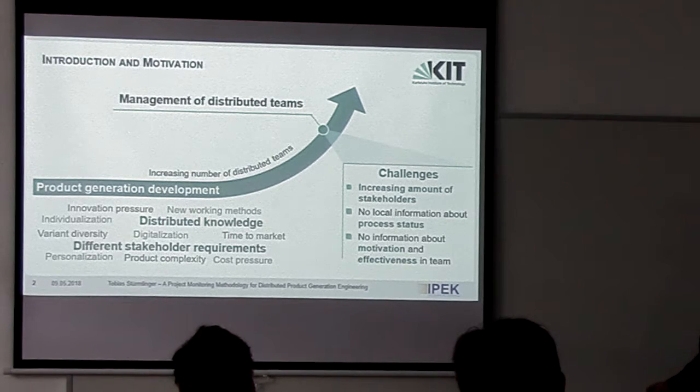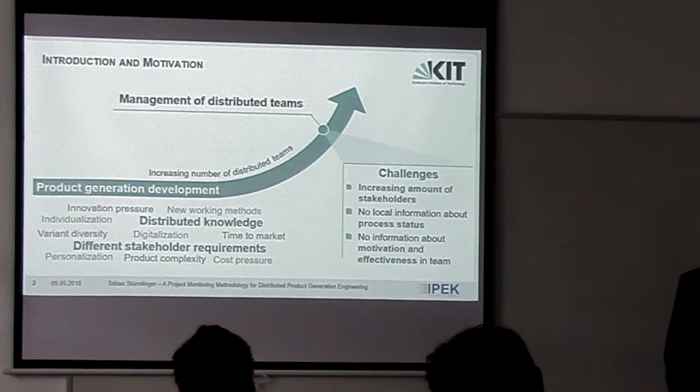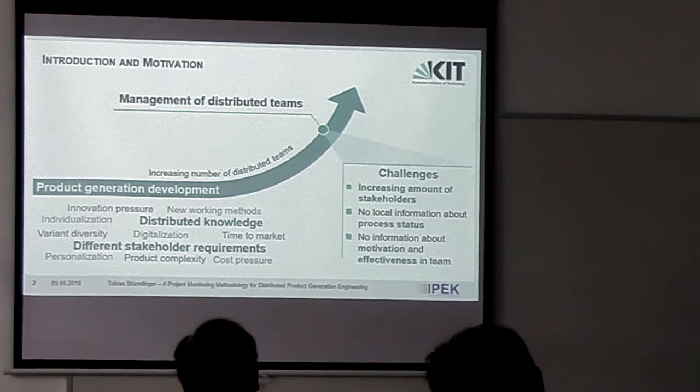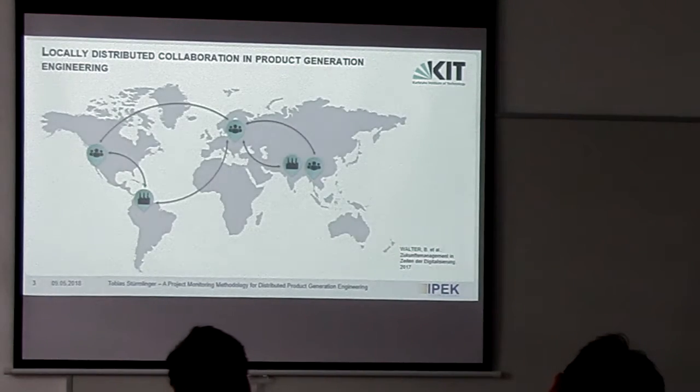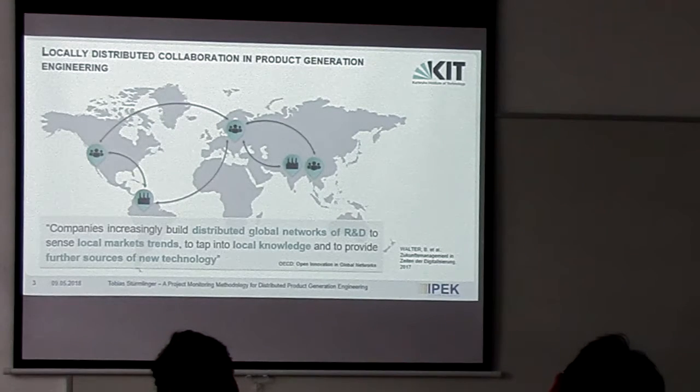The challenges are that with locally distributed teams, the amount of stakeholders is increasing, and the status or the information we have is not locally focused. And furthermore, we have no information about the effectiveness in the team. As we see here, we have different stakeholders globally distributed, and the main reason is to sense local market trends and to benefit from the local knowledge the people have.